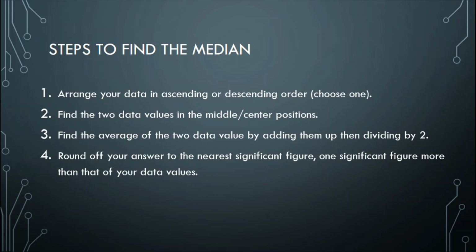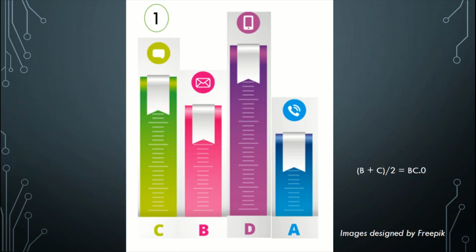Fourthly, the trick here is to make sure that your final answer is one significant figure more than that of your data values. So the fourth step is to round off your answer to one significant figure more than that of your data value. You will see these and understand better as we go forward.